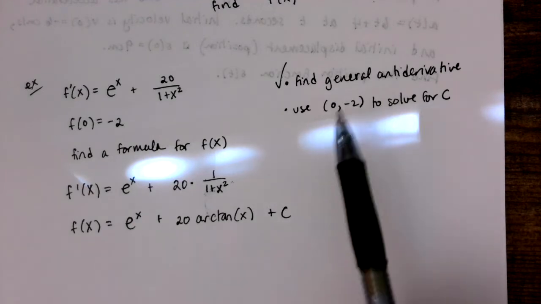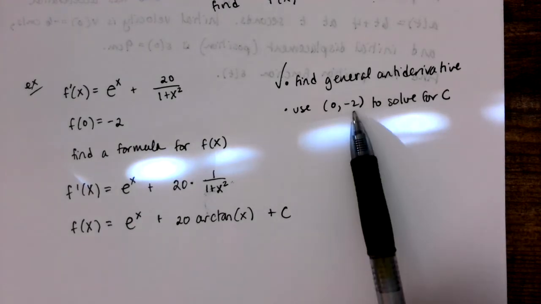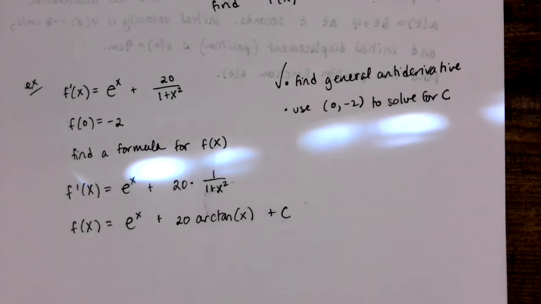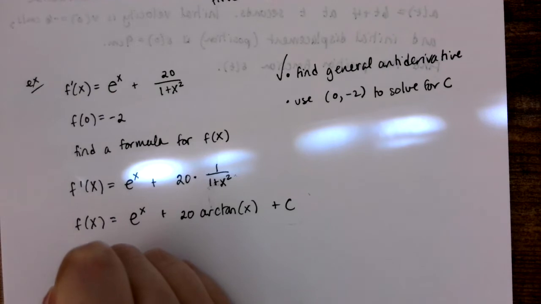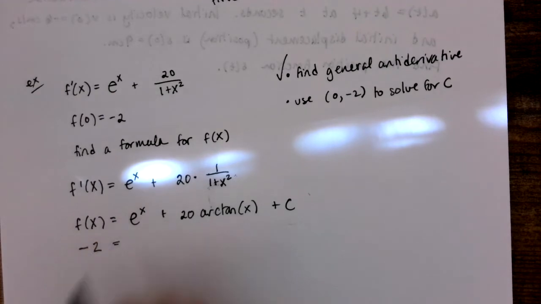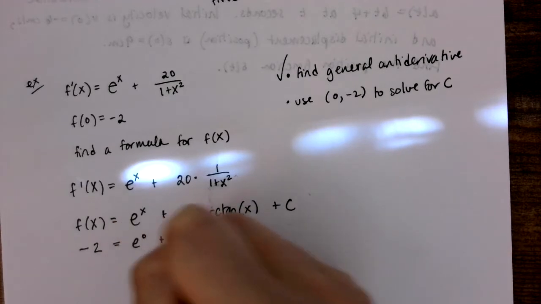Now we're going to plug in x equals 0, y equals -2, so that we can solve for what c needs to be. Because this one has arctan in it, it tends to be a little extra intimidating, but we're only plugging in 0, so it's not too bad. All right, so f of 0 should be -2, so -2 is the output, and I'll plug in 0 for all of the x values.